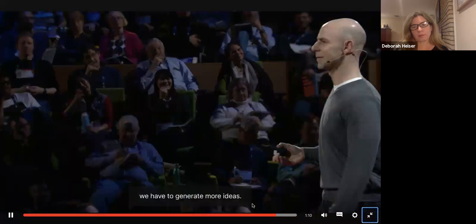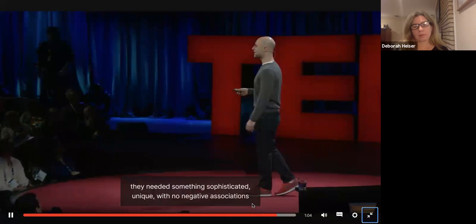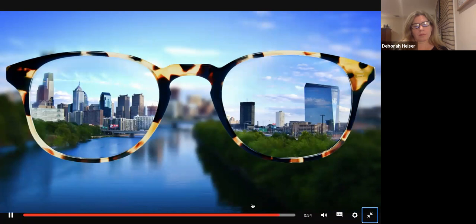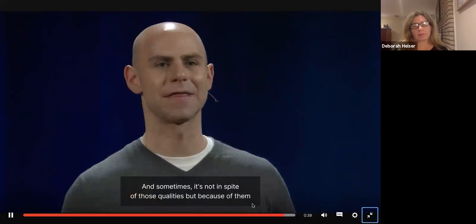The Warby Parker founders, when they were trying to name their company, they needed something sophisticated, unique, with no negative associations to build a retail brand. And they tested over 2,000 possibilities before they finally put together Warby and Parker. So if you put all this together, what you see is that originals are not that different from the rest of us. They feel fear and doubt. They procrastinate. They have bad ideas. And sometimes it's not in spite of those qualities, but because of them, that they succeed.